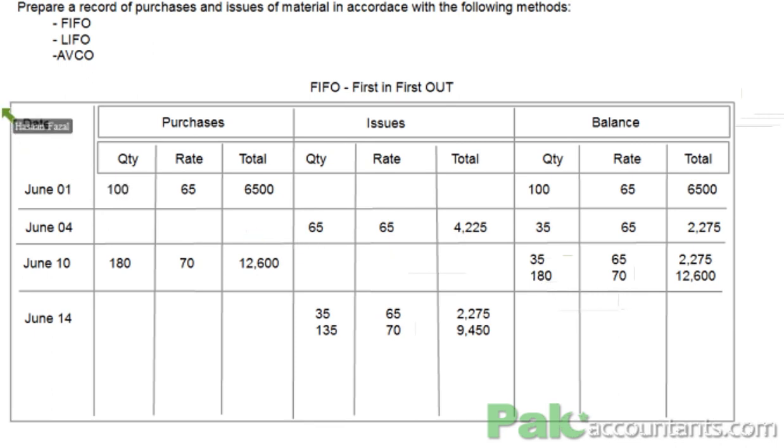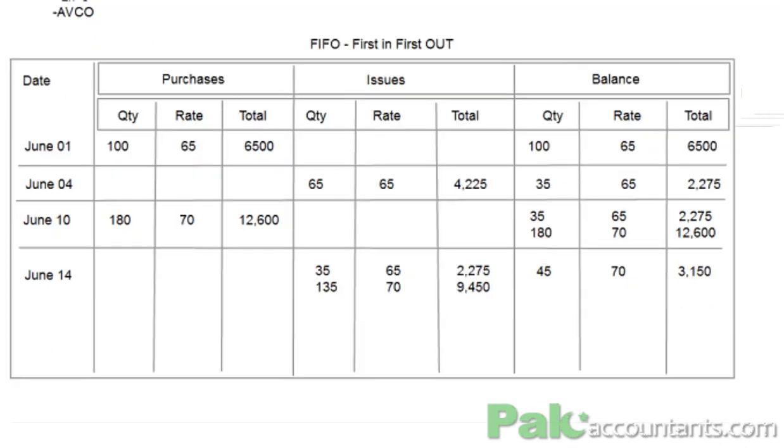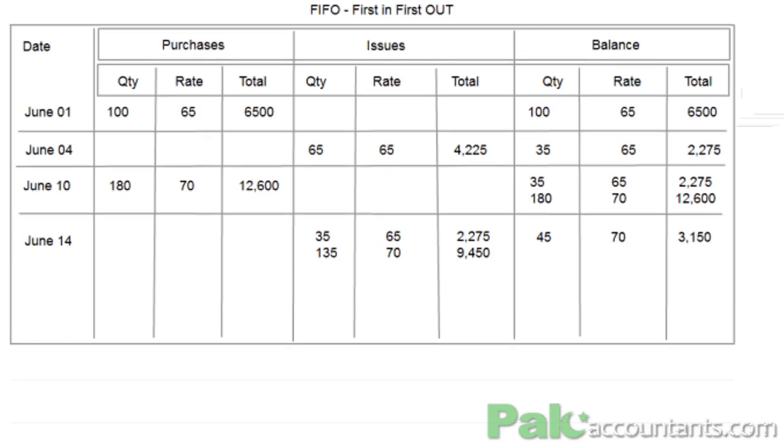Now once we have issued this, we have applied all of this, already been consumed, and out of this 180 we are left with only 45. Okay, and the value of these units that we still hold is 3,150. Okay, this is what first in, first out is. Let's continue with the question. Here you have a separator. Let's just move it up a bit.